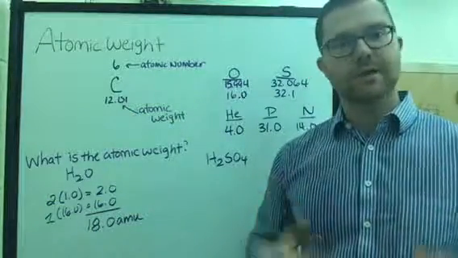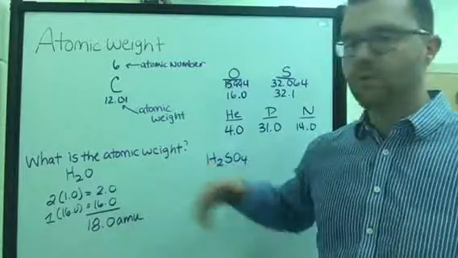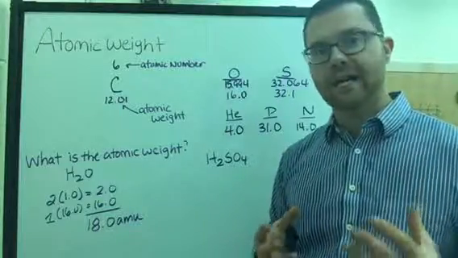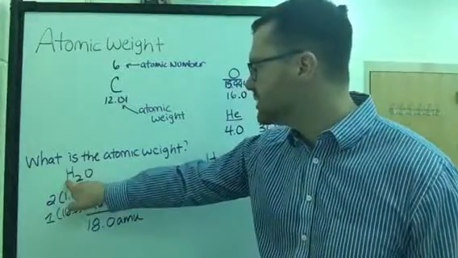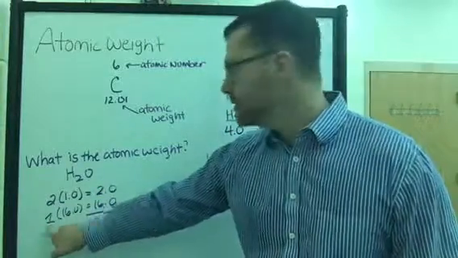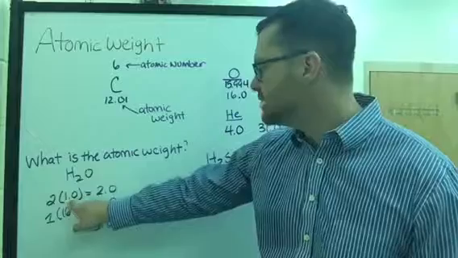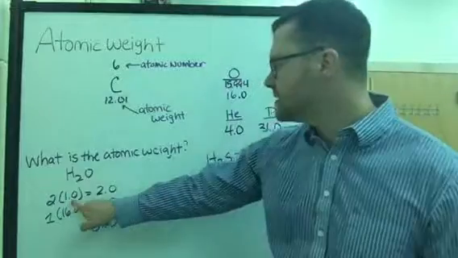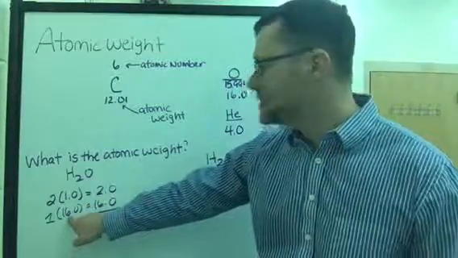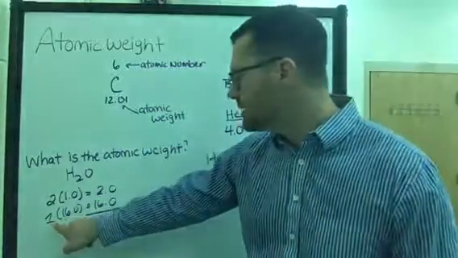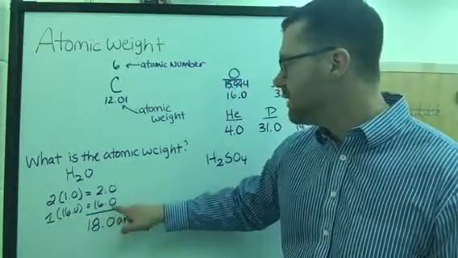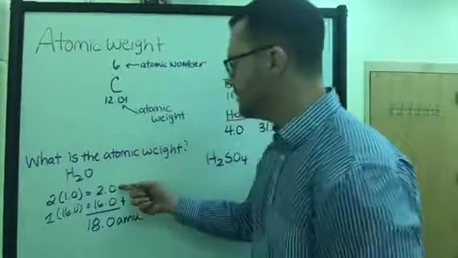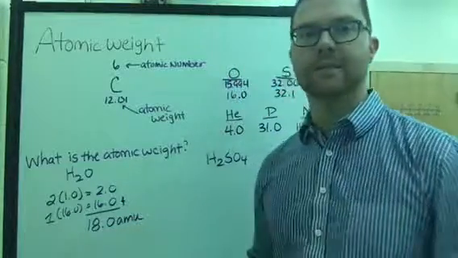So let's do a molecule. What's the atomic weight of water, H2O? So the first thing I do is I identify how many atoms I have. So I have 2 atoms of hydrogen and I have 1 atom of oxygen. Then I look up their atomic weights. Hydrogen has an atomic weight of 1.0. So 2 times 1.0 is 2.0. Oxygen has an atomic weight of 16. So 1 times 16 is 16. Now, to find how much this molecule weighs, I'm just going to add them up. 2 plus 16 is 18 atomic mass units.